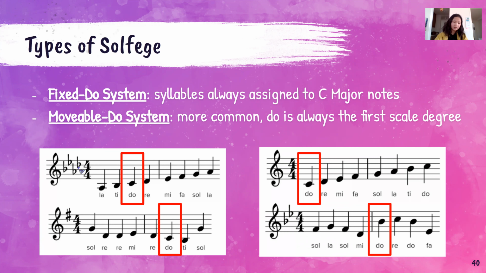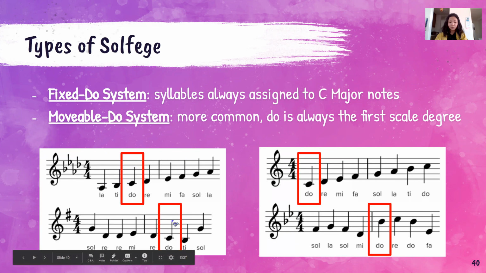So this one, in this case, it's A flat major, and this one is G major. As you can see, A flat would be this note, and instead the C is actually the do, so you start on la, and in this case the C is the do again, despite the key being G major.